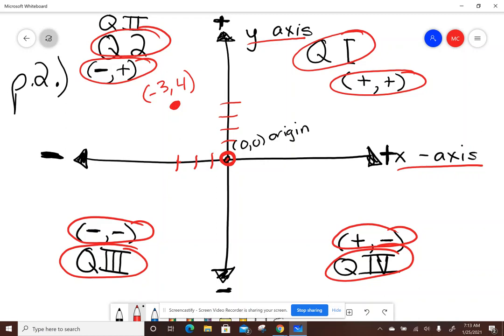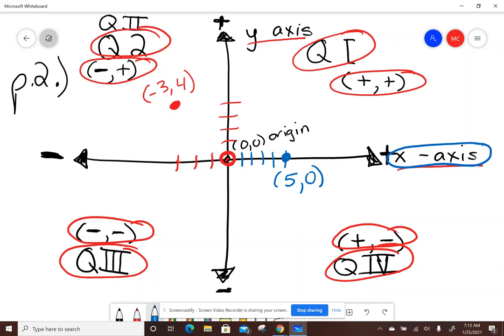Now I am to graph 5, 0. I'll do 5, 0 in blue. So I'm going to go over positive 5: 1, 2, 3, 4, 5. And I'm going to rise nothing. So this is 5, 0. Now, we do not say this is between quadrant 1 and quadrant 4, we say 5, 0 is on the x-axis. So when a coordinate is on an axis, you just say which axis it's on.